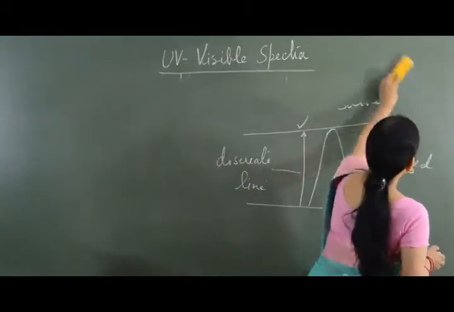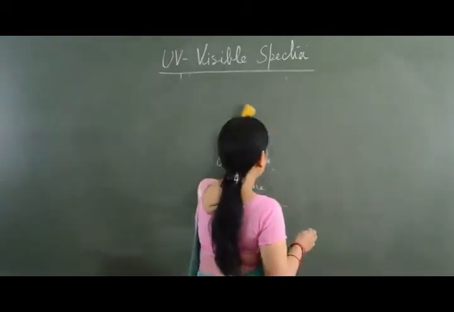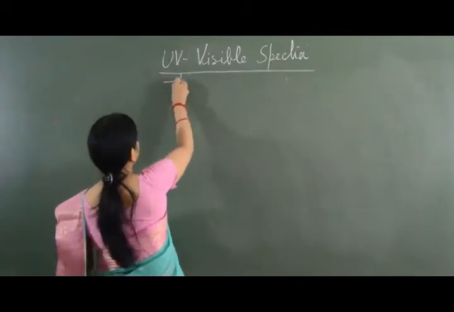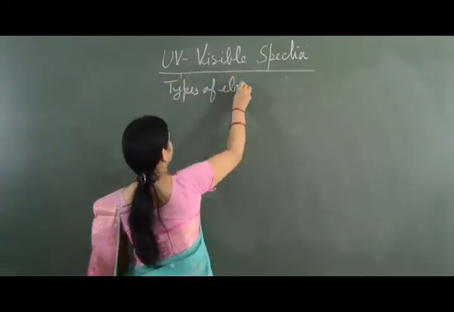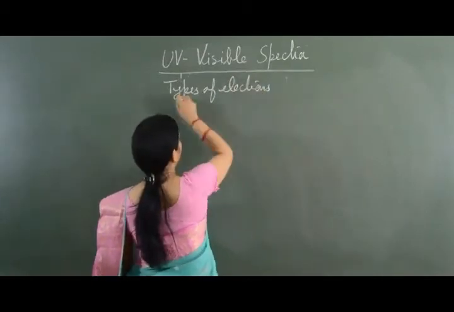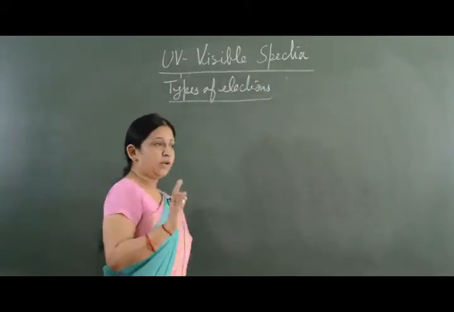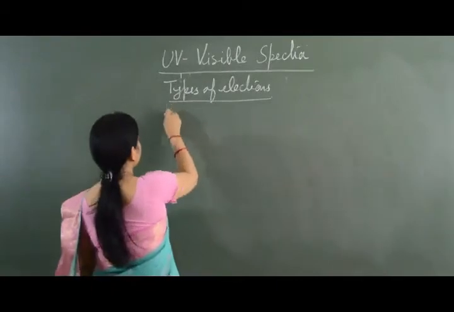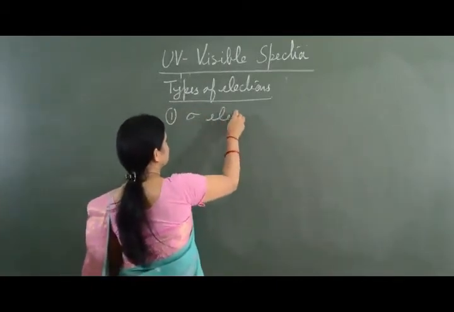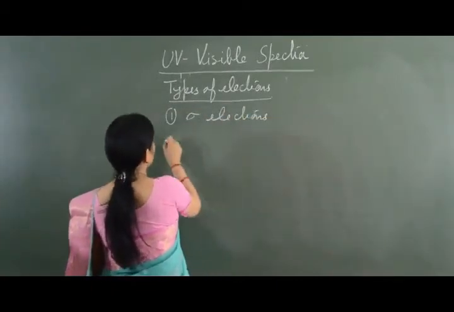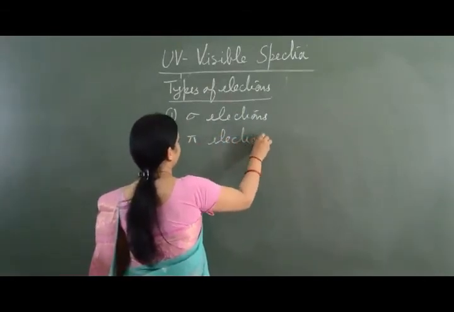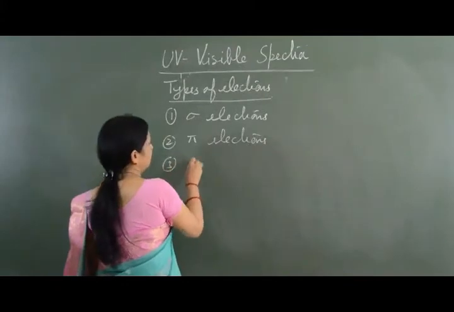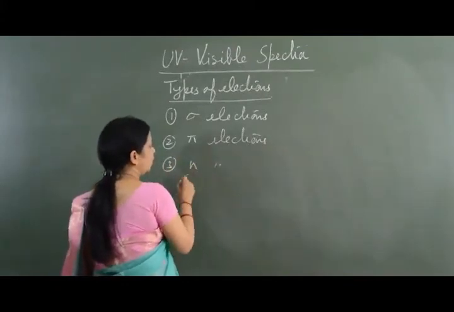Then in UV spectra, we consider three types of electrons. So we have three types of electrons: sigma electrons, then second is pi electrons, and then n electrons, which are non-bonding.